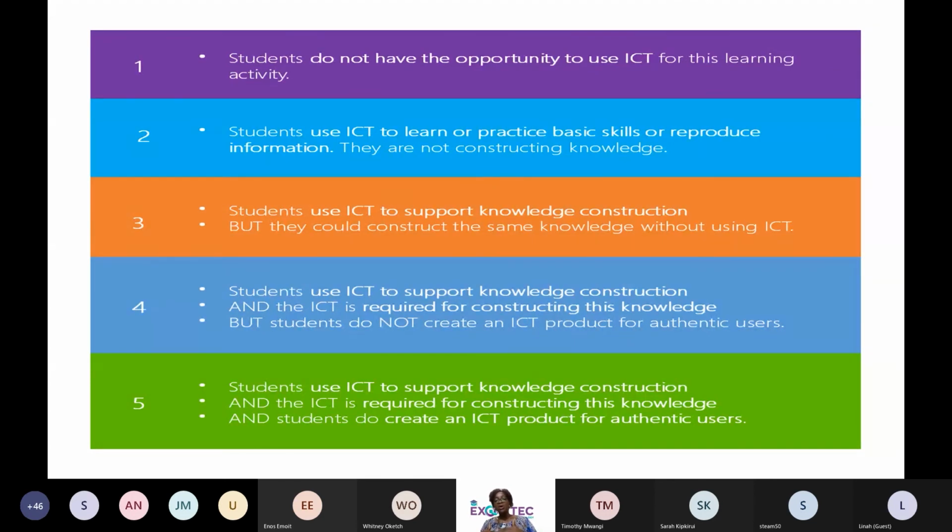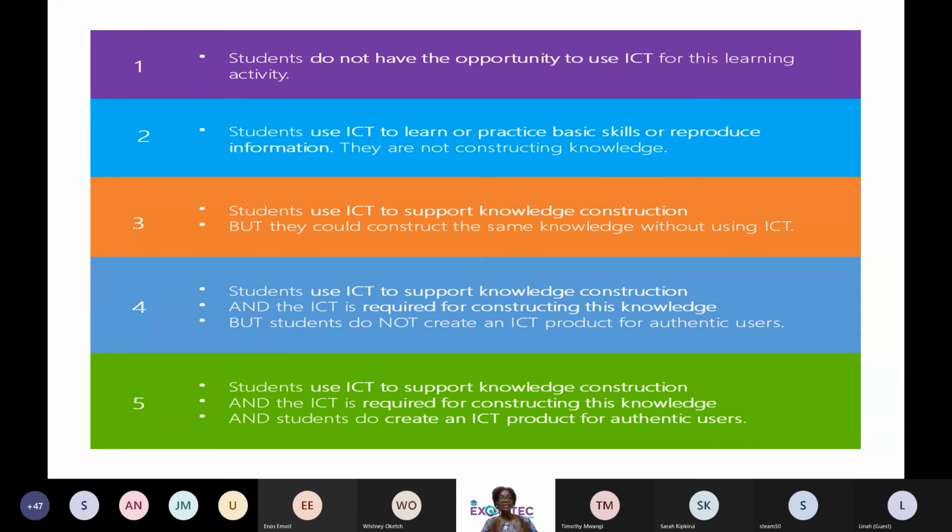But where, having done this, you have created a product maybe for a focus group, and authentic users can actually use that product. For instance, you provided a mobile application for women who need prenatal healthcare, and this application is launched on the Google Play Store and all that, and other users, women in that category, can use it. Then you have level 5, that is, an ICT product for authentic users.